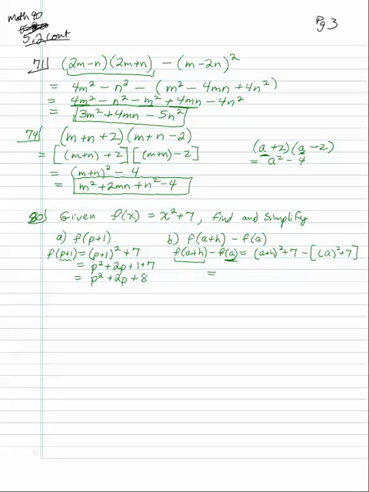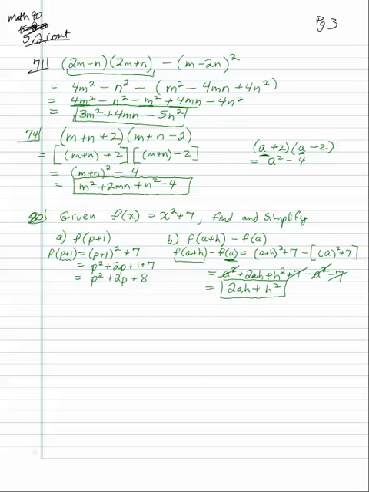Okay, simplify that. So I get a squared plus 2ah plus h squared plus 7 minus, now distribute the minus sign. Combine like terms. So let the a squares cancel. Plus 7 minus 7 cancel. So I just get 2ah plus h squared.